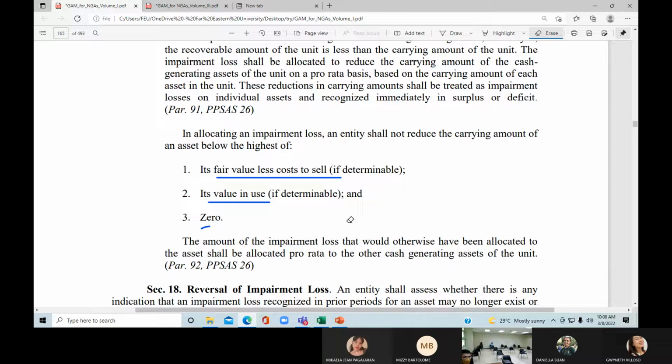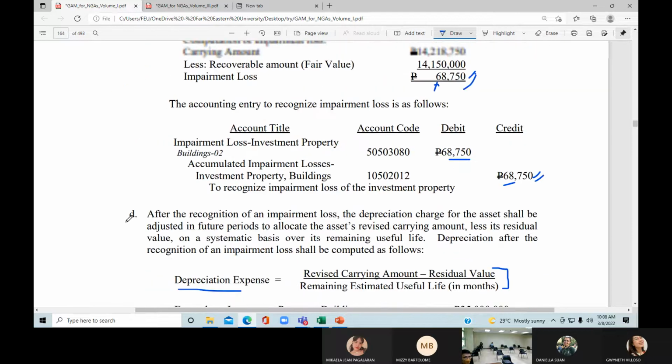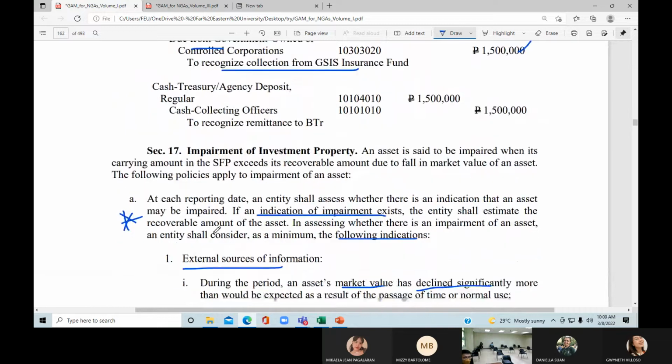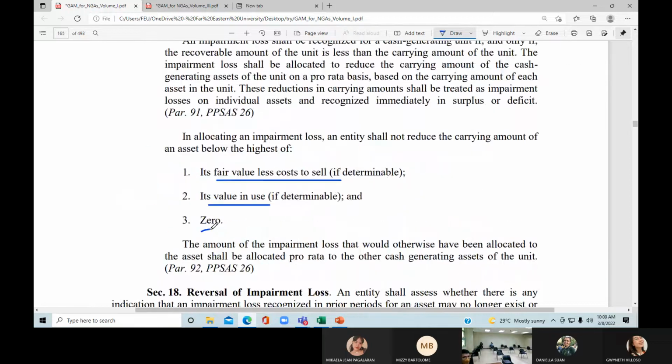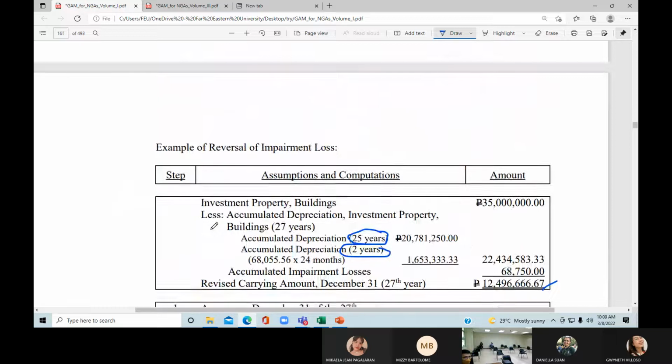So, kanina, merong indications ng impairment. Dito naman, may indications din na the asset may no longer be impaired. Itong mga indications na yan, opposite lang nung kaninang indications ng impairment, yung nandito sa taas. Pwede kasing hindi na siya maging impaired at magkaroon ng recovery o reversal ng impairment loss.